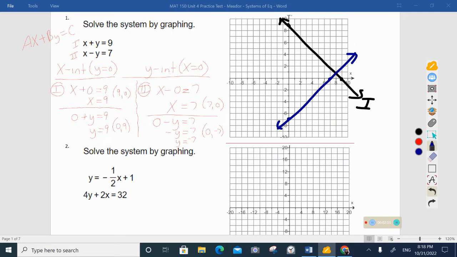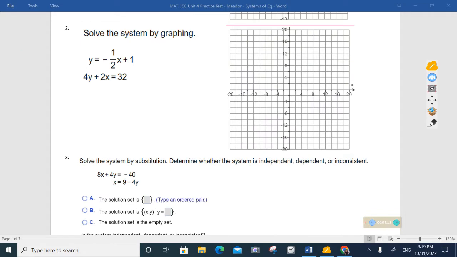All right. Now, we're solving a system of equations where you have 2 or more equations with 2 or more variables. And where the 2 lines cross is the solution. So my solution is right there, and that is the ordered pair (8, 1). And that is the answer to number 1.